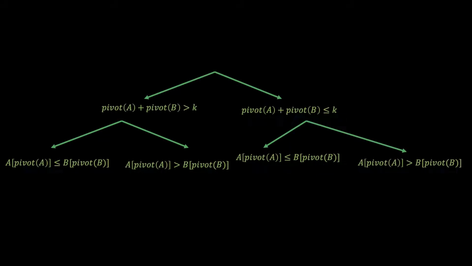This is great. Now we divided the problem into multiple scenarios. Let's consider one scenario at a time and try to solve them. The first scenario happens when pivot of A plus pivot of B is greater than k, and the value of A's pivot is at most B's pivot. Let's make that more concrete.